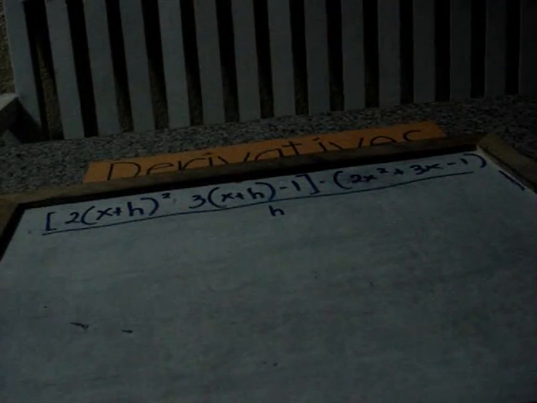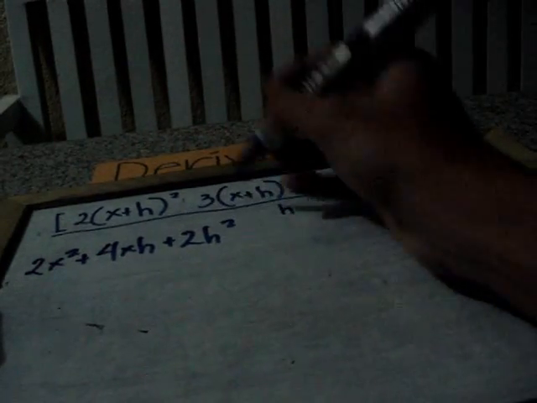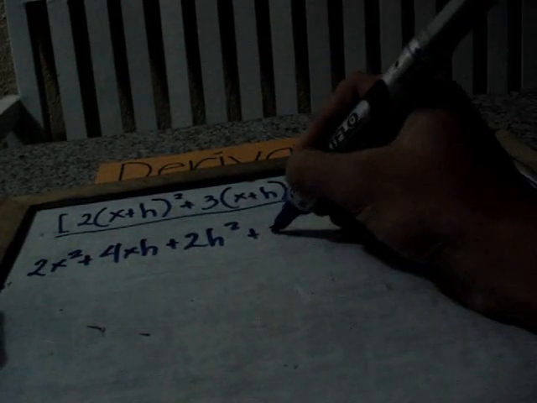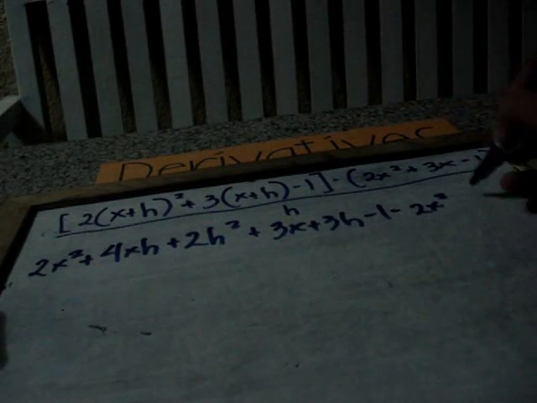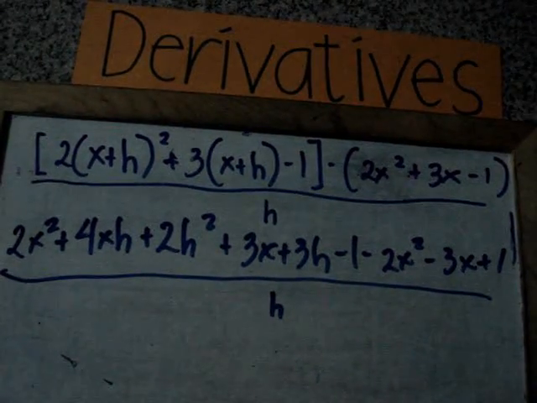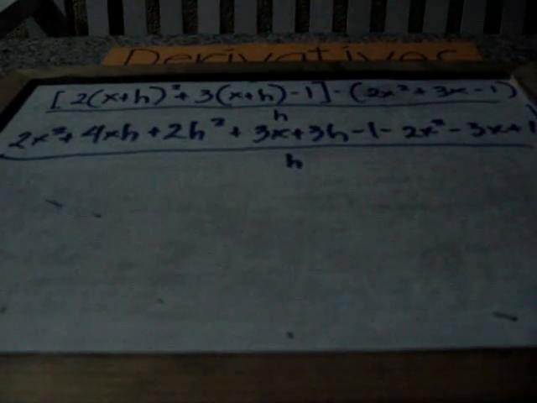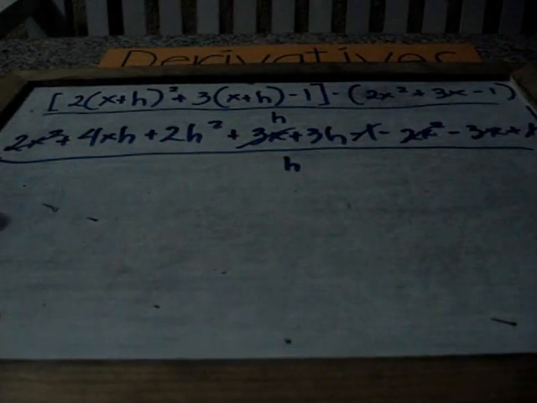So, we're going to evaluate all the operations. It will become 2x squared plus 4xh plus 2h squared plus 3x plus 3h minus 1 minus 2x squared minus 3x plus 1 over h. Let's cancel all the possible terms. We're going to cancel 1, 3x, and 2x squared, since they're all equal to 0.